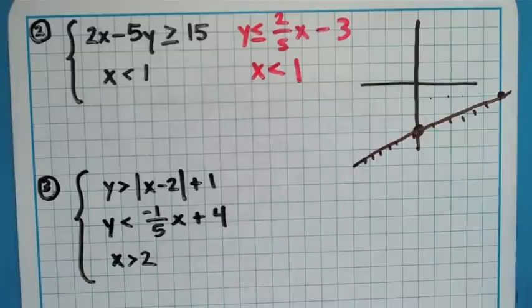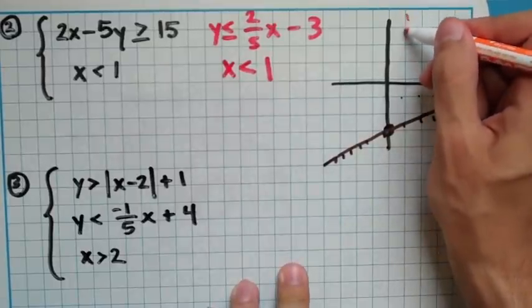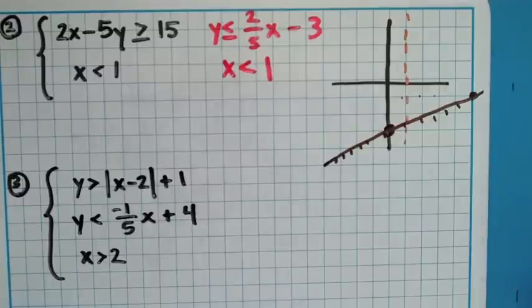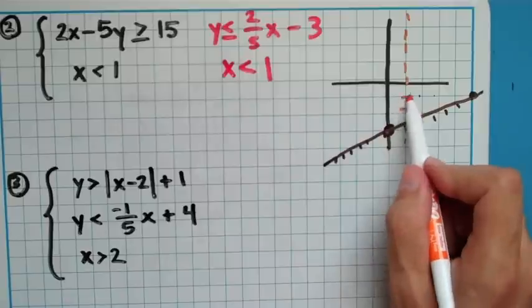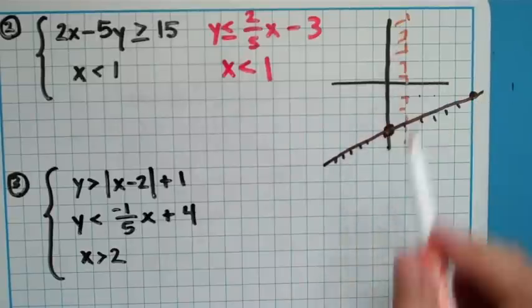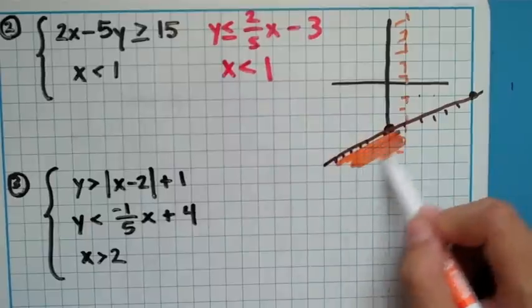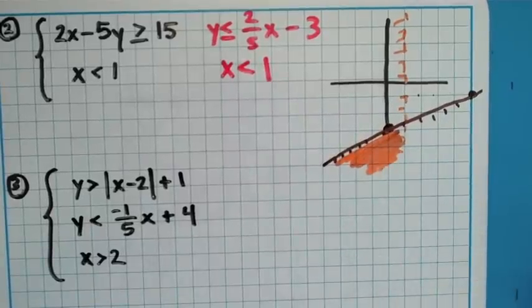My second one, remember, x equals is a vertical line. So there's going to be a vertical line drawn at 1, dotted, because it's just less than. And I want to shade to the left of this line because it's less than. So this guy right here on that side is getting shaded. So the part that's in both that overlaps is this bottom little corner right here. It's to the left of the orange and it's below the brown. So that orange area is my solution.